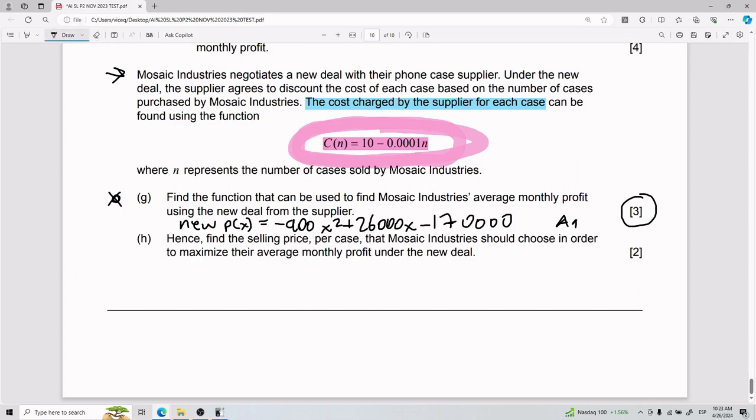And now for part H. They say hence. So anytime they say hence, it's like therefore, and it's a big hint. For part H, you need something from part G. So hence, find the selling price per case that Mosaic Industries should choose in order to maximize their average monthly profit under the new deal. And so from here, I can immediately identify that the format of my function is the format of this. And this, ladies and gentlemen, is a quadratic formula.